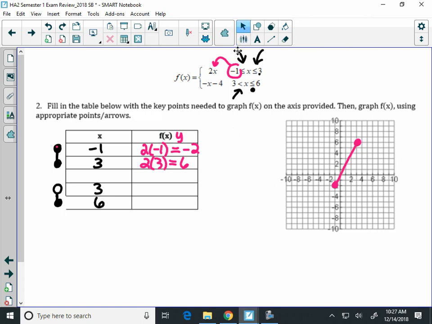For the second equation, you're going to put 3 in for x into the bottom equation. So you'll have -3 minus 4, which is -7.